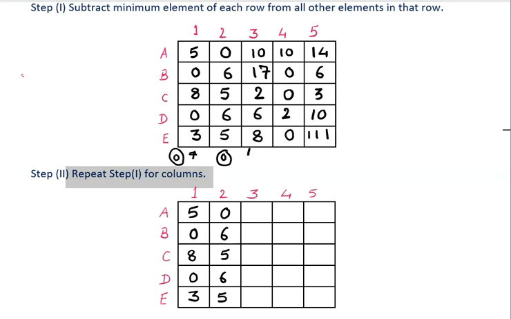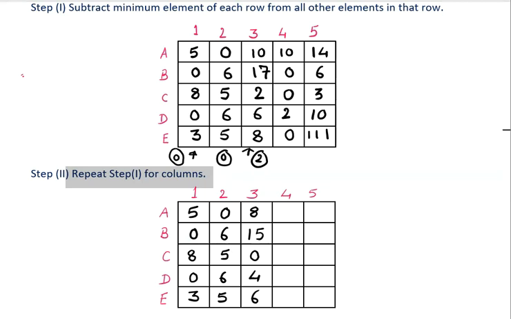Next, what is the smallest number in the third column? It is 2. Subtract 2 from all the entries. So 10 minus 2, we get 8. 17 minus 2, we get 15. 2 minus 2 is 0. 6 minus 2 is 4. 8 minus 2 is 6.